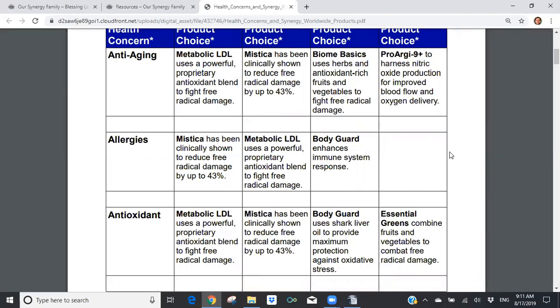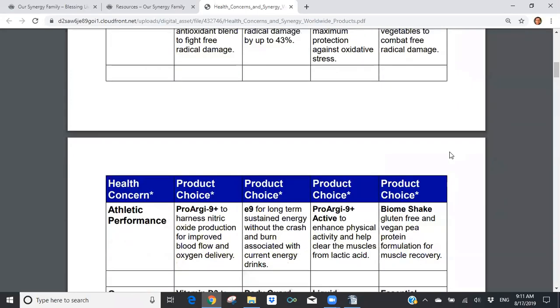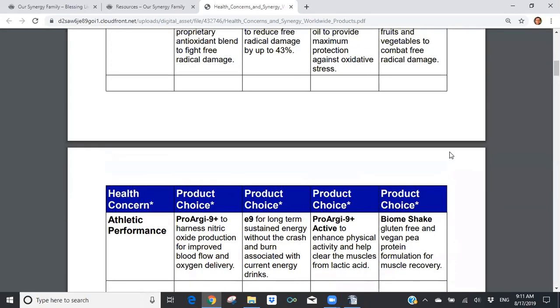Fruits and vegetables are always high in antioxidants, which then, when combined properly together, can help to boost your immune system. I mean, you could even apply it to the anti-aging if you wanted to. The next one that we have is athletic performance.